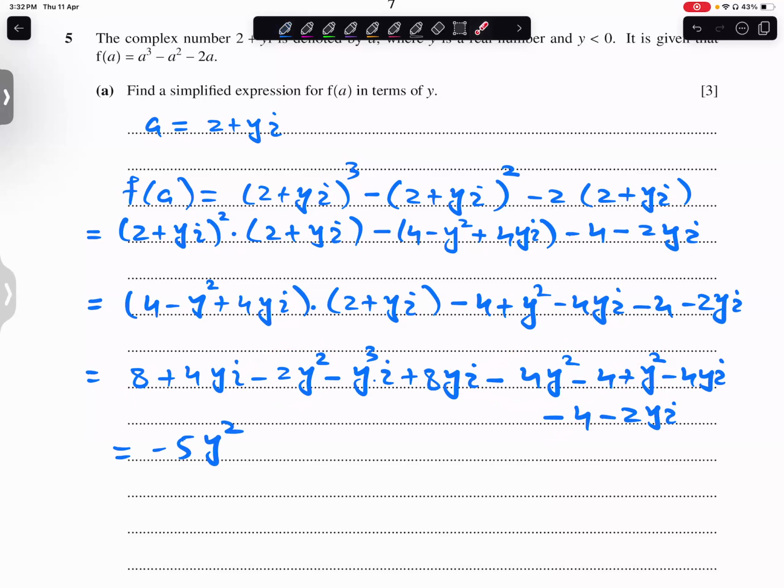And then let's find the imaginary parts. 4yi plus 8yi, 12yi, or I can say that this is cancelled out. Let's cancel out these values.